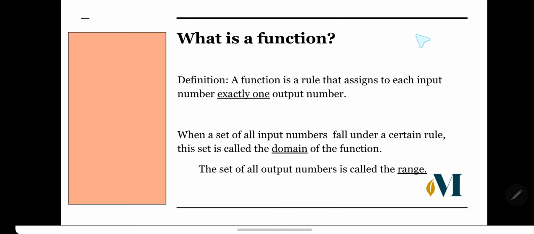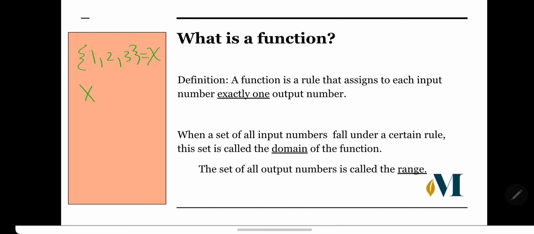Alrighty, so let's give an example here. Let's say I have a set of input numbers, let's just say 1, 2, and 3. These are my input numbers, so these are going to be my domain. I have 1, 2, and 3, and let's say they're going to be represented by x.